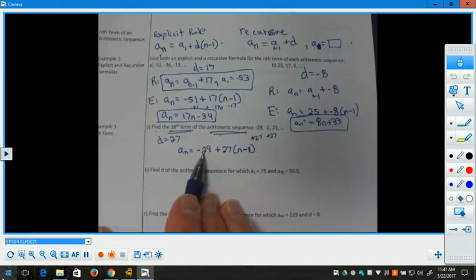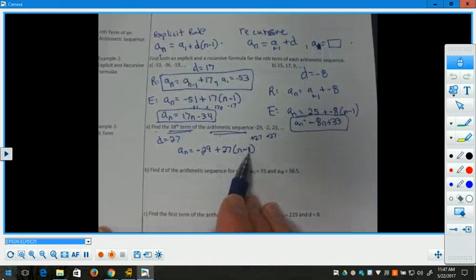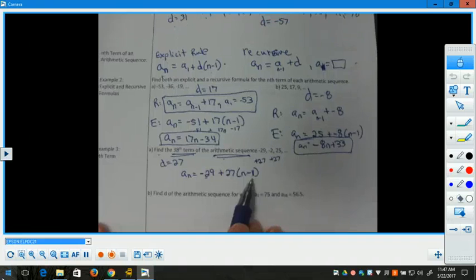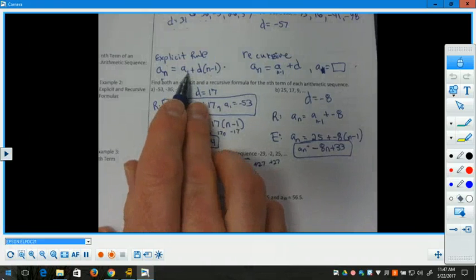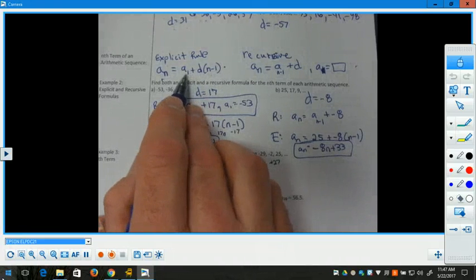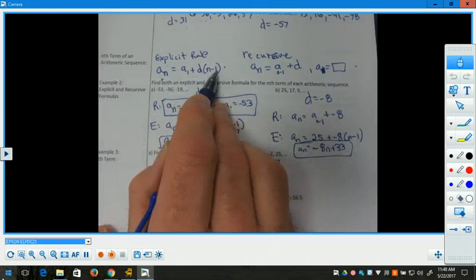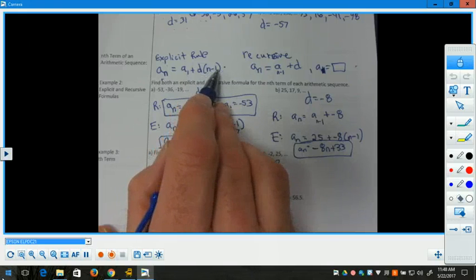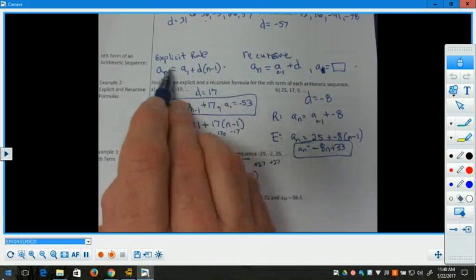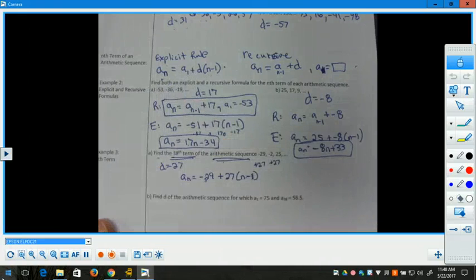This is our first term. By the way, the 1 represents the first position. Technically, I could have changed this to a sub 2, and that to n minus 2. This is position 1, just like n is the term number we're looking for. This is term 1, position 1. This is its actual term value, a sub 1.